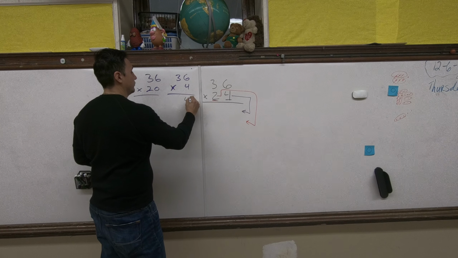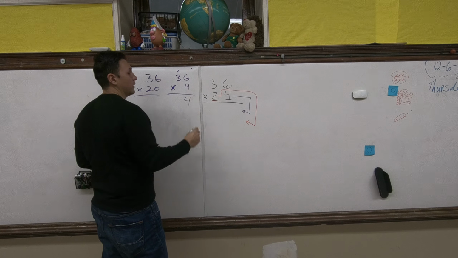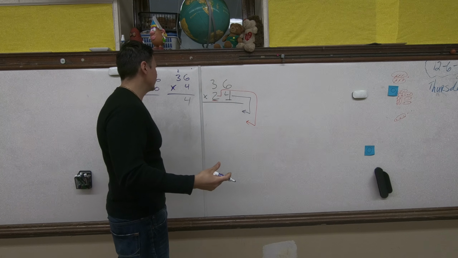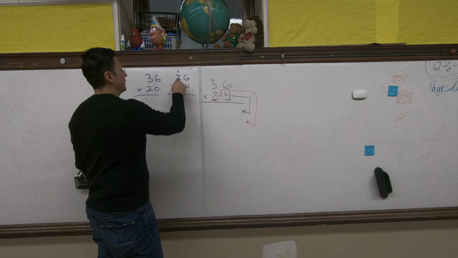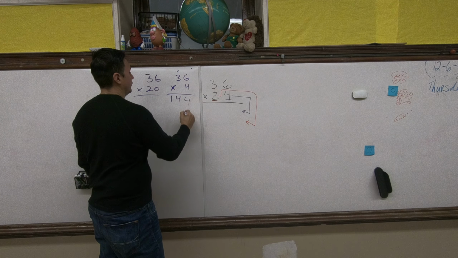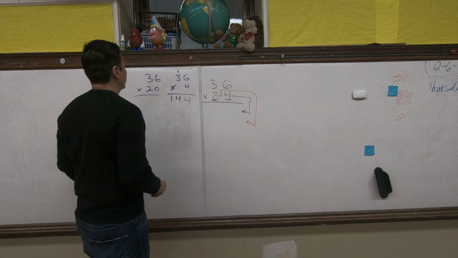4 times 6, you get 24. You always carry the number. I always tell the kids, always carry the number no matter what, just so they can get used to it, because those are usually the mistakes that they make. 4 times 3 is 12, plus 2 is 14. So I got one answer already.